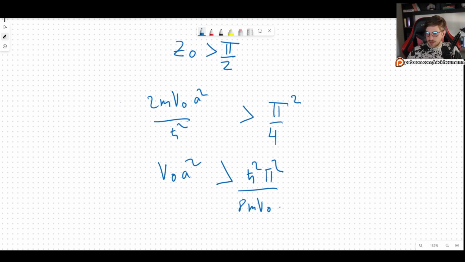h bar squared pi squared divided by 8m. Let's see, just 8m because we want to keep that there, right? So h bar squared, yeah, just 8m.